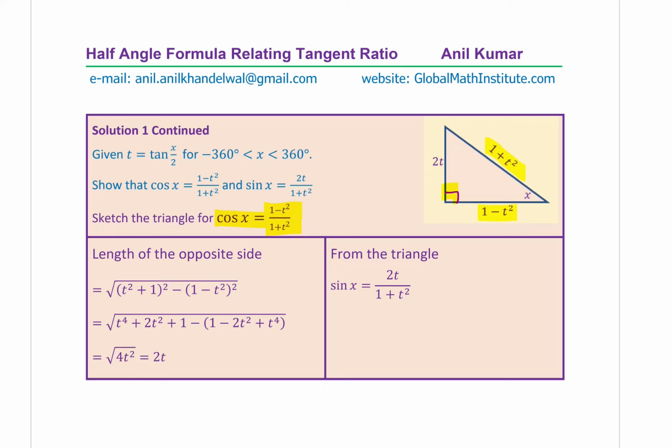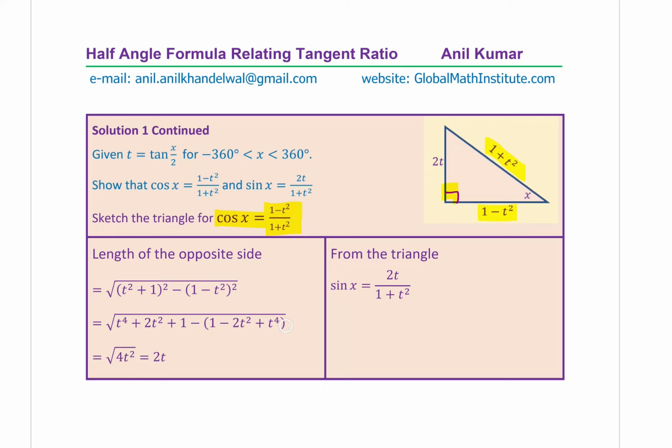Opposite side will be the square root of the difference between the hypotenuse squared and the base adjacent squared. So we applied the Pythagorean theorem and this formula to find the length of the opposite side. Now this length of the opposite side will be equal to the square root of (t square plus 1) whole square minus (1 minus t square) whole square.